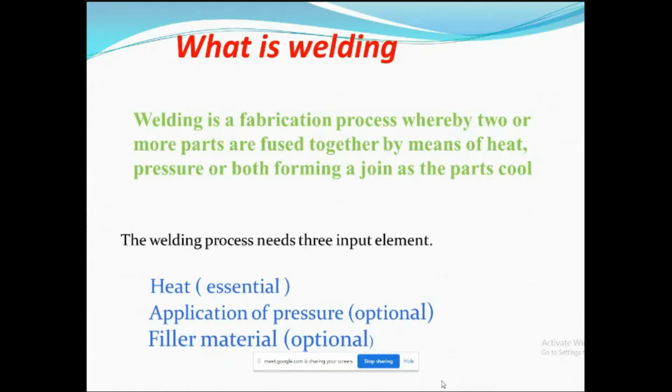A fabrication process whereby two or more parts are fused together by means of heat, pressure, or both, forming a joint as the parts cool. Whenever it cools, that particular joint is nothing but your welding. Then the welding process needs three input elements. What are the three different input elements? First one is the heat, second one is the application of pressure, and third one is the filler material.